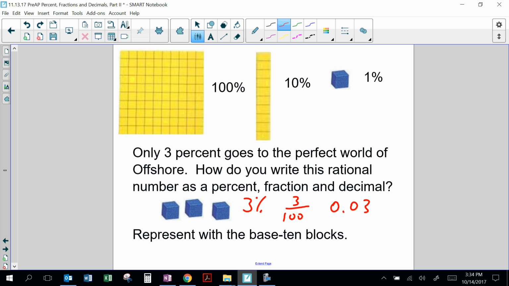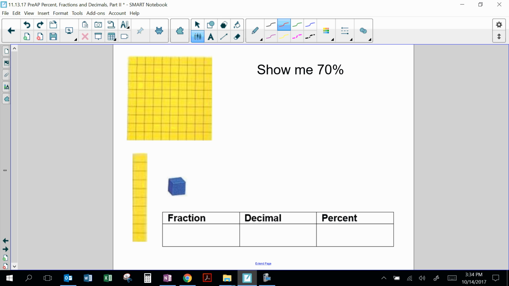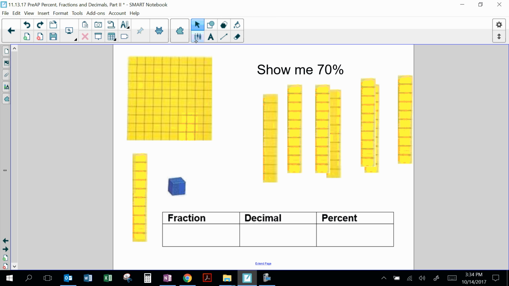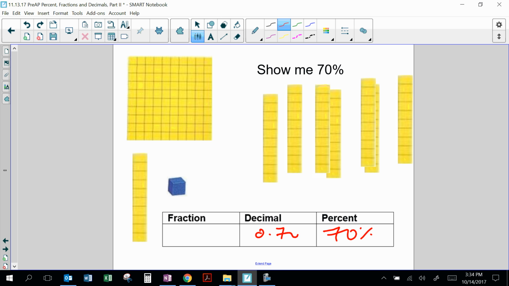Is there another way I can represent this? Not really, because I cannot simplify this fraction. So can you show me 70% with the base 10 blocks? 10, 20, 30, 40, 50, 60, 70. So 70%, 70 hundredths, or even 7/10ths, and a fraction would be 70/100.